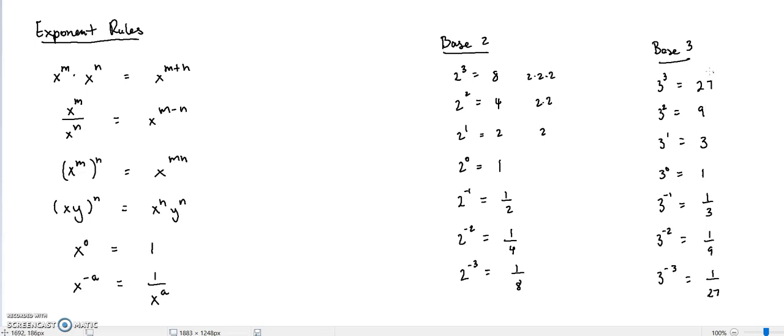And you see here that these numbers and these numbers are reciprocals. So if you can do positive exponents, you can do 0 and negative exponents. They're really the same thing, just reciprocal.